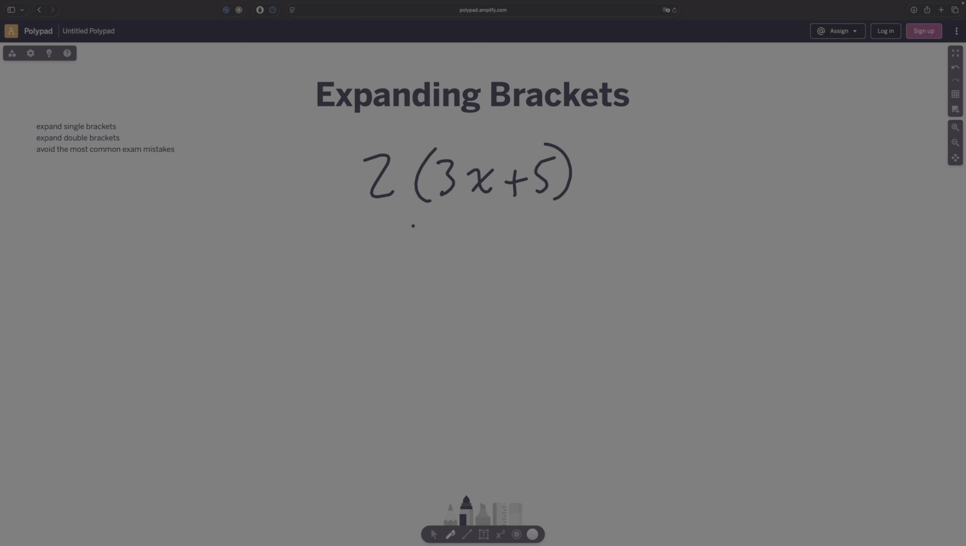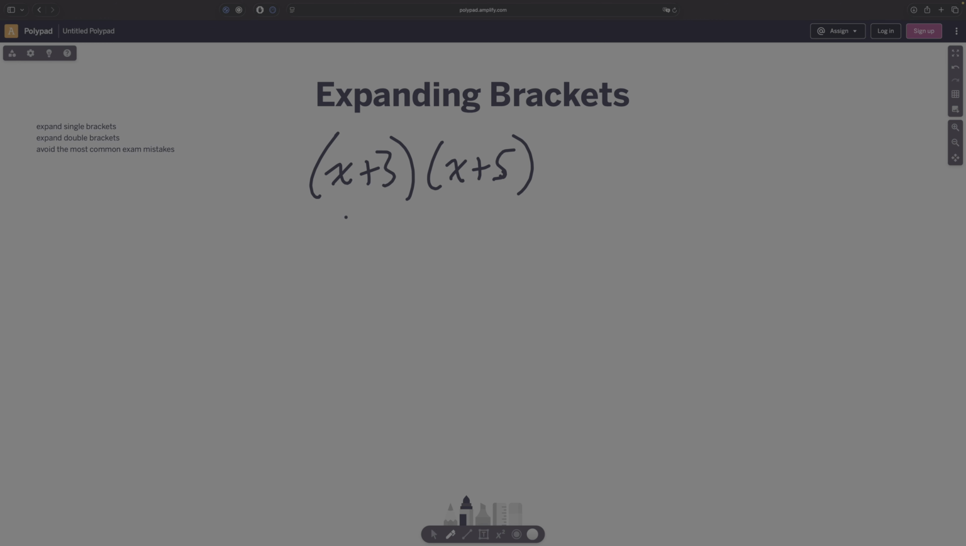Let's look at another example. 2 multiplied by the bracket 3x plus 5. So 2 multiplied by 3x is 2 multiplied by 3 multiplied by x, in addition to 2 multiplied by 5. So 2 multiplied by 3 is 6, and 6 multiplied by x is 6x, and 2 multiplied by 5 is just positive 10. So 6x plus 10 is our answer.